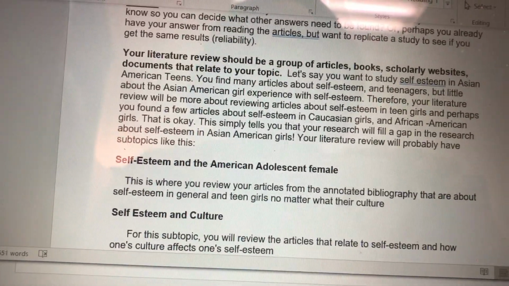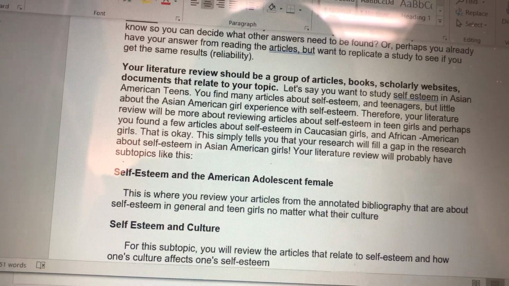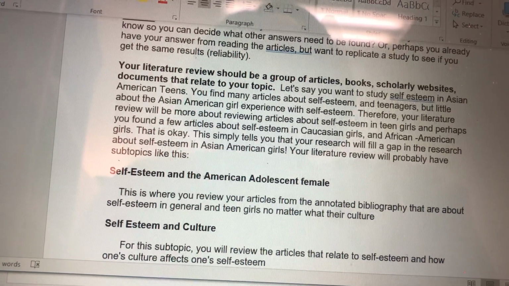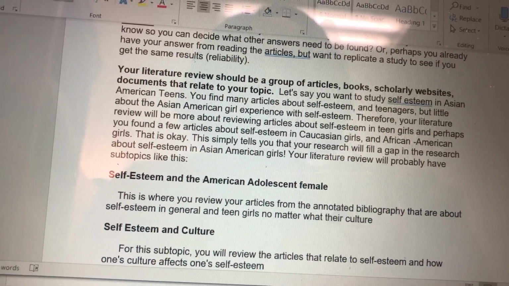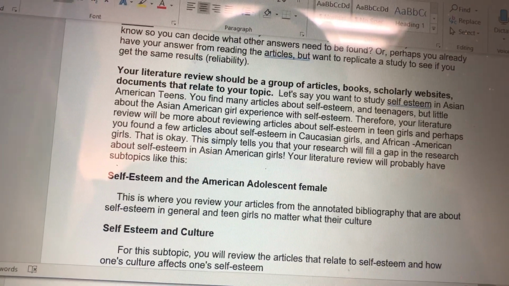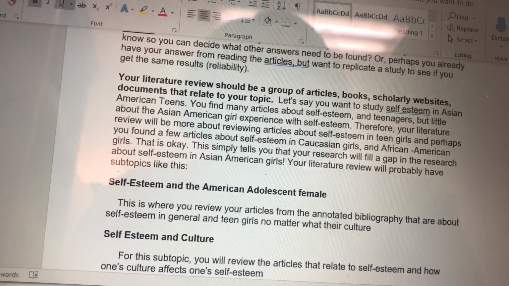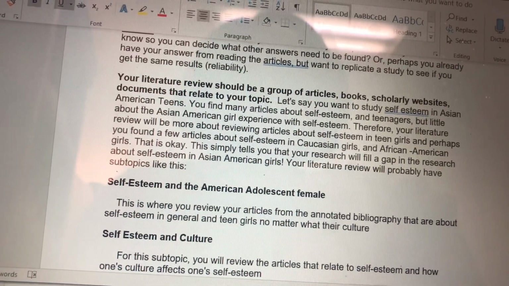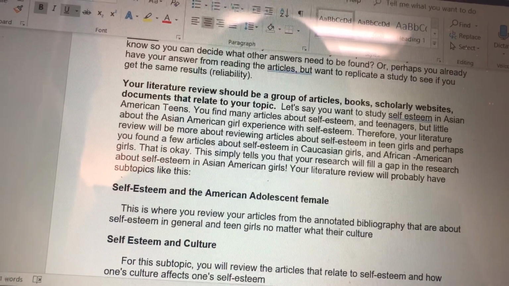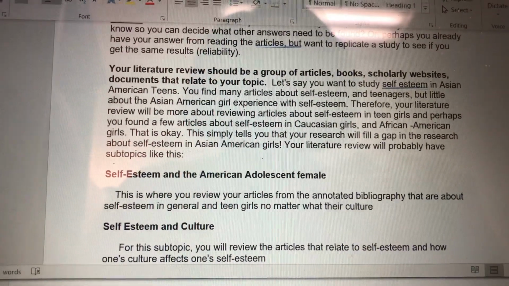Your literature review should be a group of articles, books, scholarly websites, and documents that relate to your topic. Here's the example of self-esteem in Asian American teens. You might not find a lot of articles that specifically talk about self-esteem in Asian American teens. Maybe your question is, do Asian American teens have low self-esteem, or high self-esteem, and why? You might find some articles specifically about self-esteem that you should review because you need to define what self-esteem is.